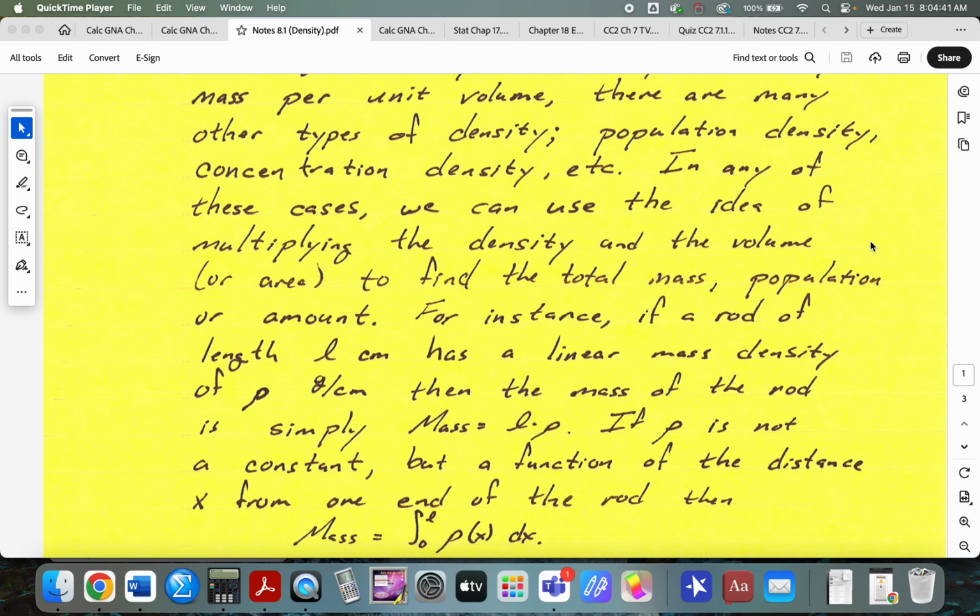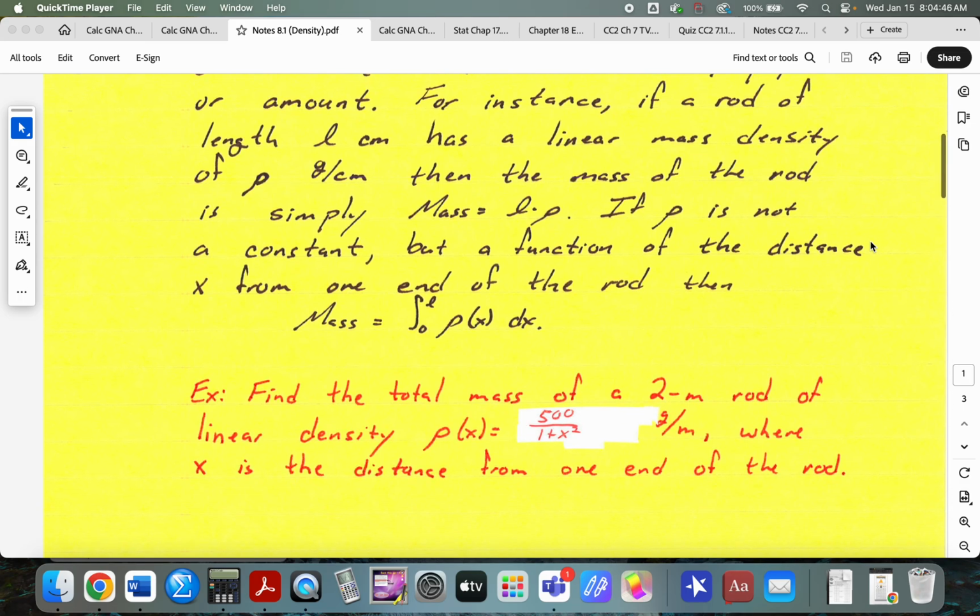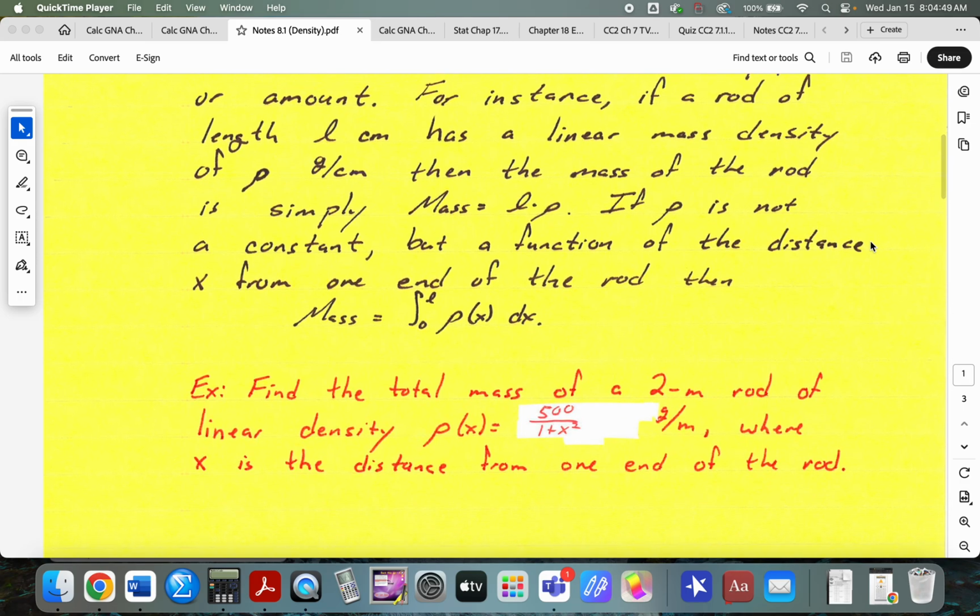That's the basic idea. So a common one is if you have a rod of length L, so think something like a meter stick, right? And it has a linear mass density of rho, and that's not a P, that's the Greek letter rho, in grams per centimeter. Then the mass of the whole rod is the length of the whole rod times the density.